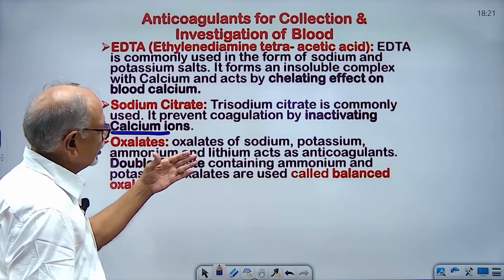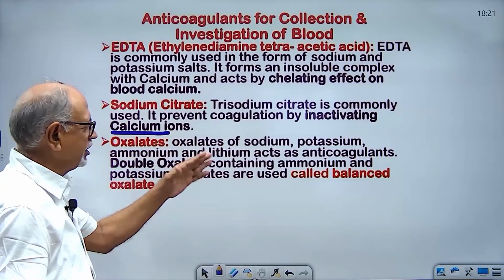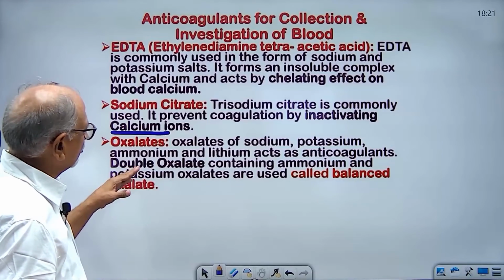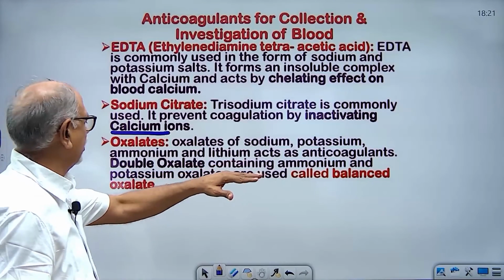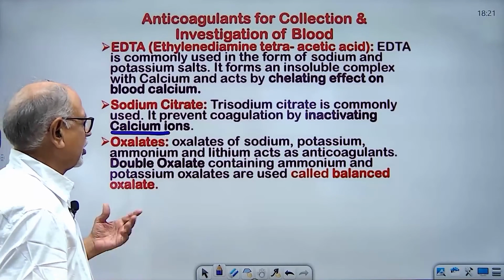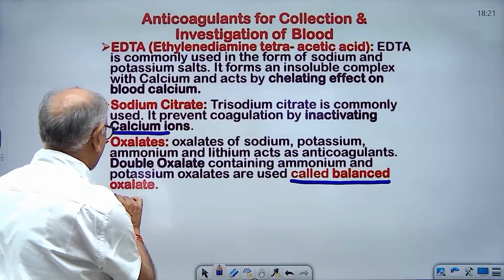Then oxalates of sodium, potassium, ammonium and lithium act as anticoagulants. Double oxalates containing ammonium and potassium oxalates are used. They are called balanced oxalates.